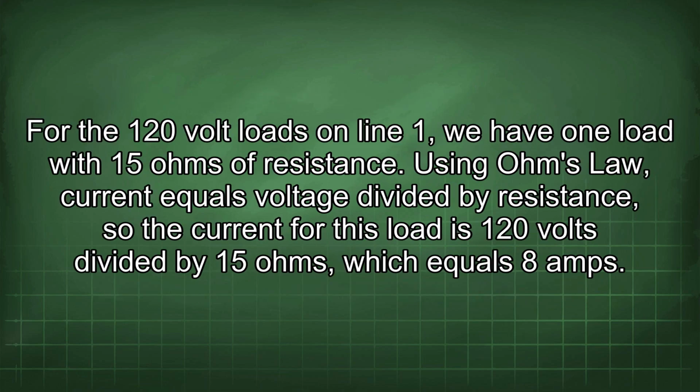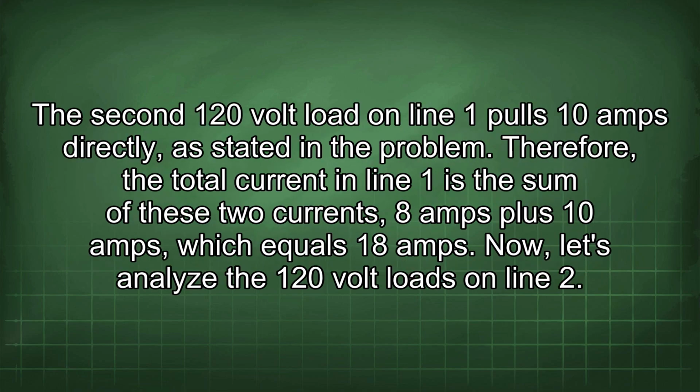For the 120 volt loads on line 1, we have one load with 15 ohms of resistance. Using Ohm's law, current equals voltage divided by resistance, so the current for this load is 120 volts divided by 15 ohms, which equals 8 amps. The second 120 volt load on line 1 pulls 10 amps directly, as stated in the problem. Therefore, the total current in line 1 is the sum of these two currents, 8 amps plus 10 amps, which equals 18 amps. Now let's analyze the 120 volt loads on line 2.